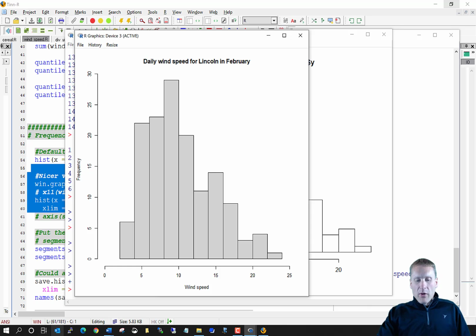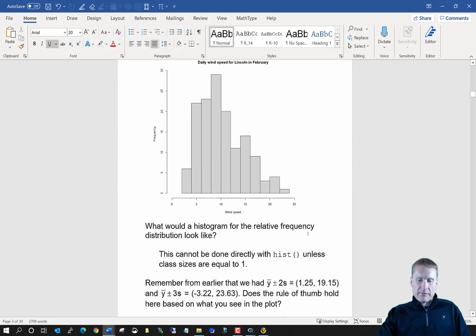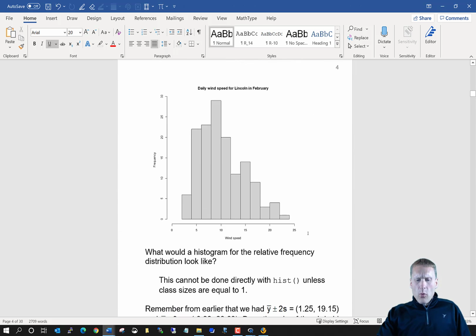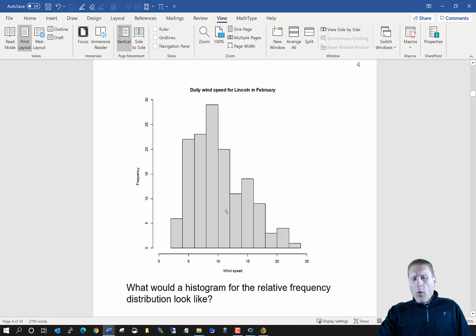Okay, so we're on page 4 now of the notes. Let me get back there. So here's a question. What would a histogram for the relative frequency distribution look like? Well, what we have here is a plot of the frequency distribution, but what would the relative frequency distribution plot look like? In the end, it would look exactly the same.